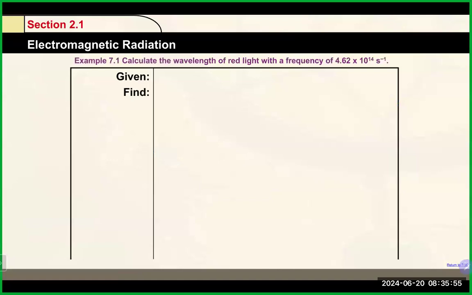We'll calculate the wavelength of red light. Let's do nanometers. And again, nano is 10 to the minus 9. That has a frequency.